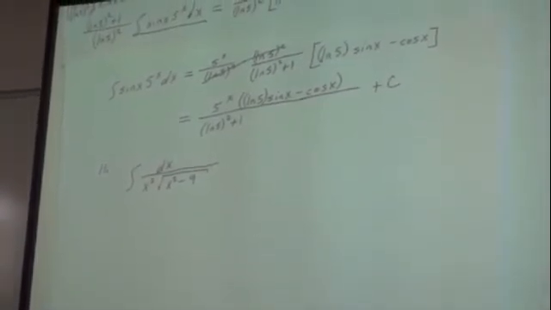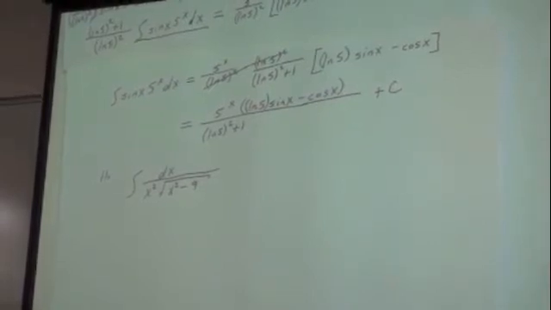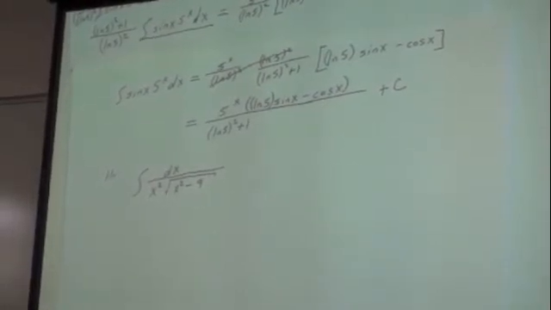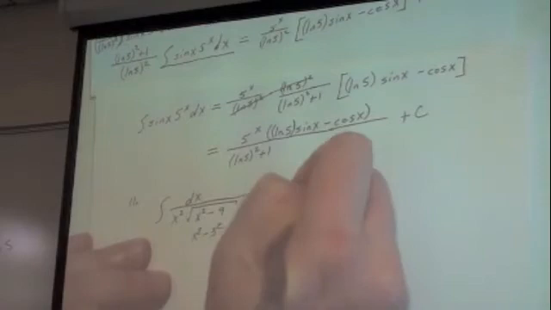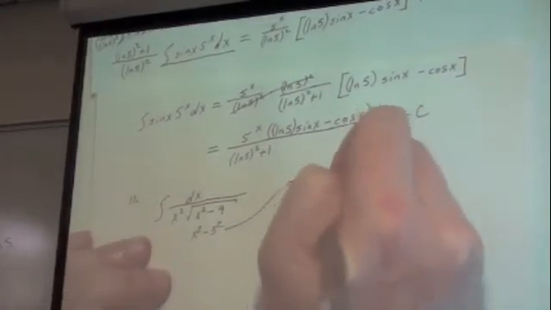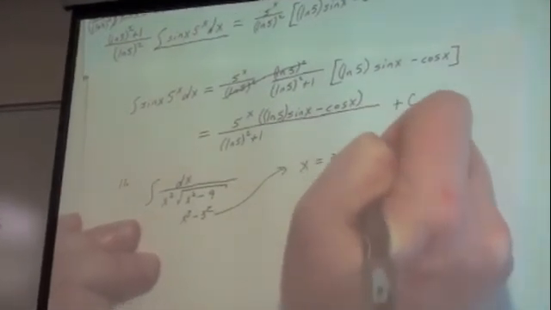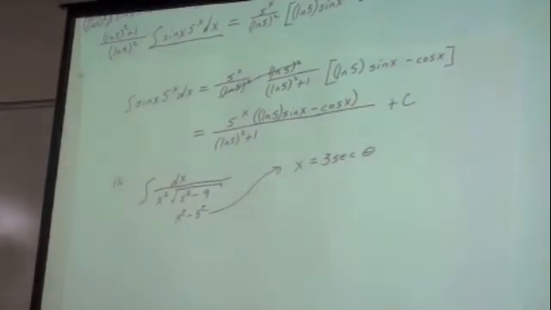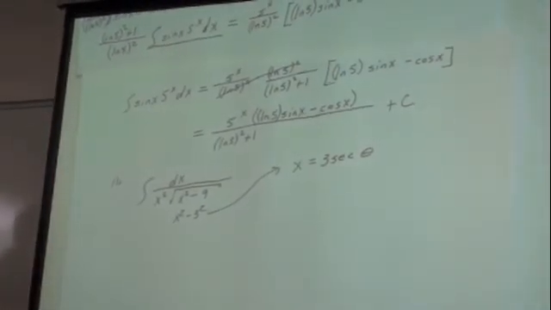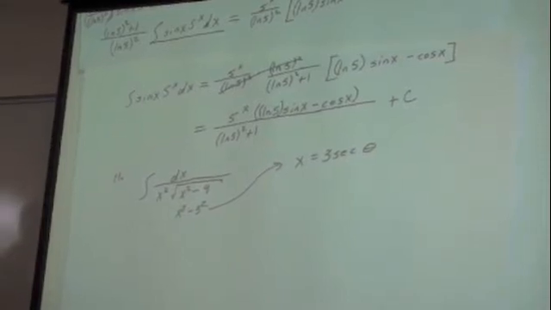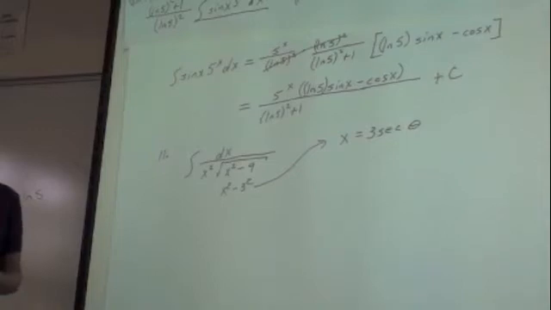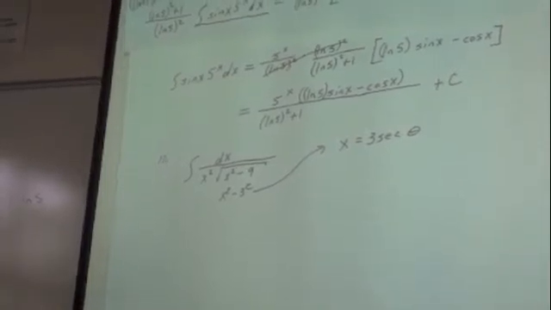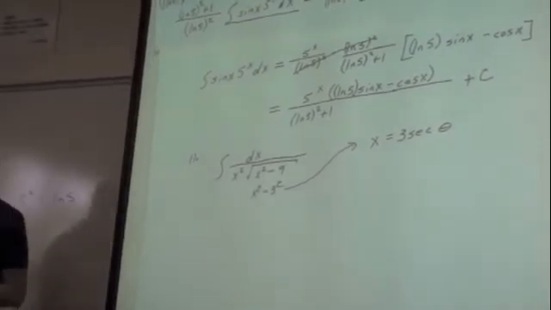Anytime you have a variable squared minus a constant squared, secant. So this is x squared minus 3 squared, so automatically you say that's in the format where you let x equal 3 secant theta. If it were 9 minus x squared, 3 sine theta. If it were x squared plus 9, 3 tangent theta. Okay, that's your 3 trig substitutions. Could be any one of them.